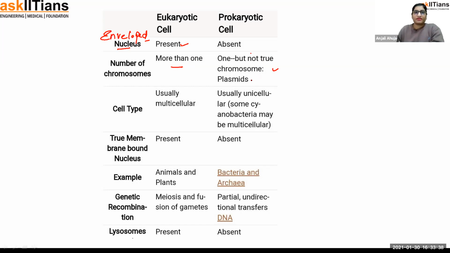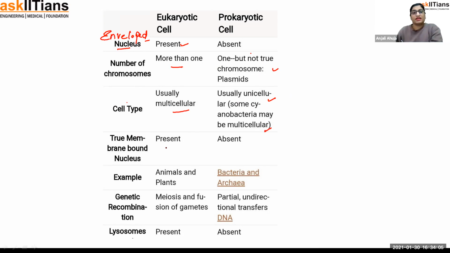Cell type: eukaryotes are usually multicellular, and these are usually unicellular, because all monerans are unicellular. I'm going to give you examples of monerans, also usually unicellular. Some cyanobacteria may be... actually, I will not say cyanobacteria is multicellular itself. They used to be present like a colony. Many unicellular cells are present in a group. We call it an aggregate or a colony, but they are unicellular.